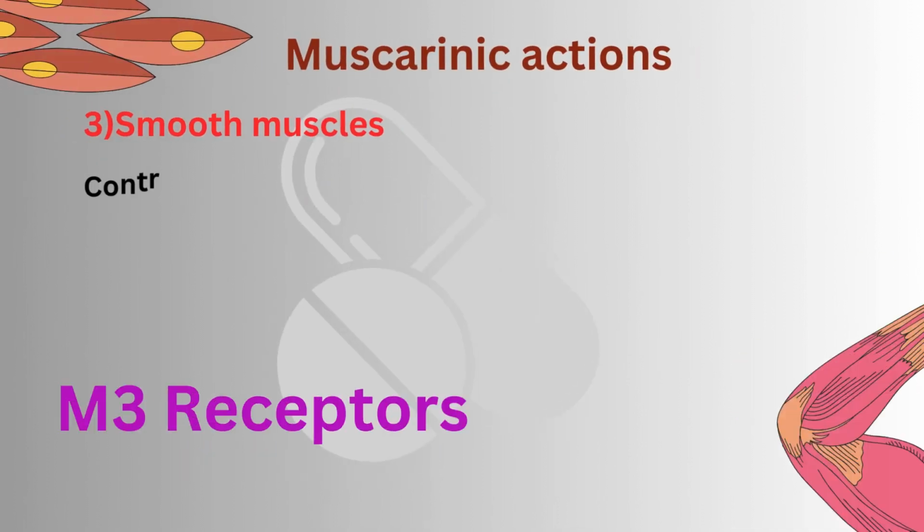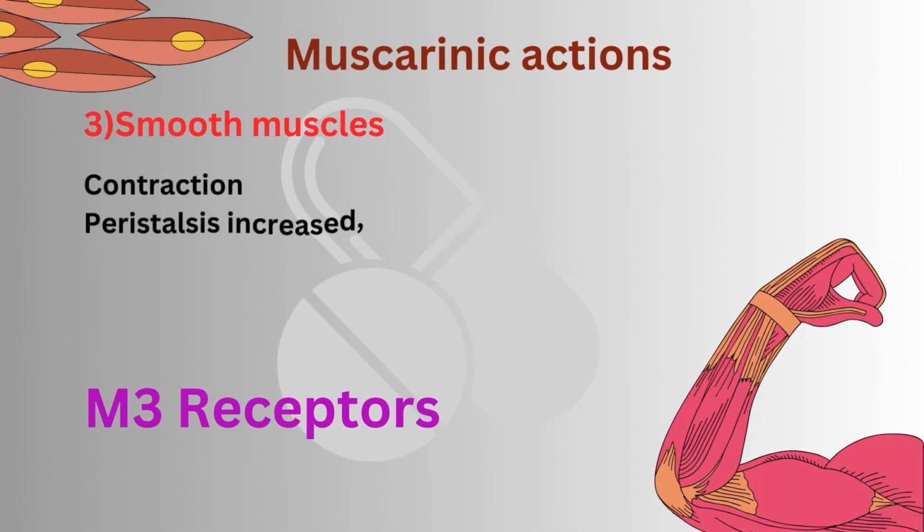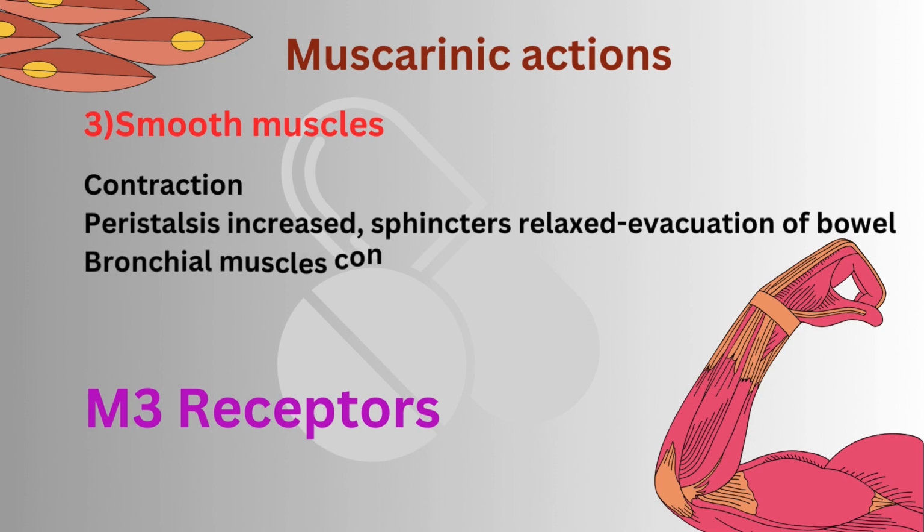Smooth muscles get contracted by the action of acetylcholine. It produces its effect by interacting with M3 receptors. It increases tone and peristalsis of the gastrointestinal tract, which causes sphincters to relax and leads to abdominal cramps and evacuation of bowel. Similarly, peristalsis in the ureter is increased, causing voiding of the bladder. Bronchial muscles contract, which leads to bronchospasm, causing bronchial asthma.